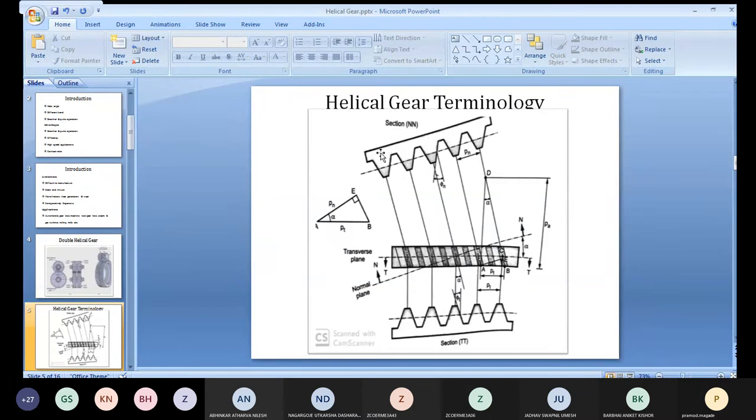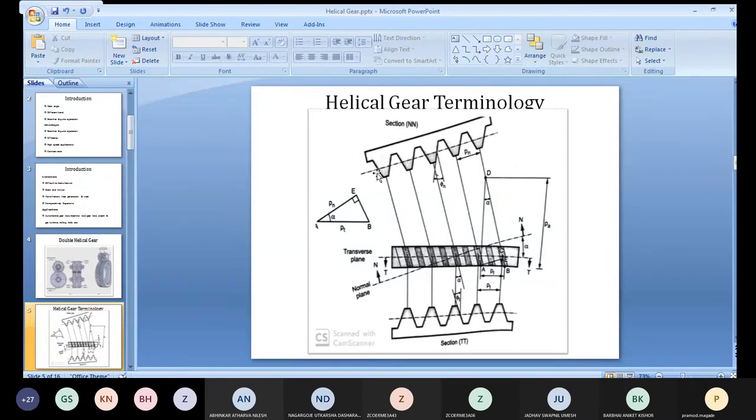Correct? While projecting these normal teeth or helical teeth, we have considered here two planes. See, this will be the transverse plane. What does transverse mean? Horizontal, linear, that we call a transverse plane. And the next one is the normal plane. What does normal mean? The one parallel to the helical teeth, that we call normal. So two kinds of planes we have to take, and we have to take the projection.